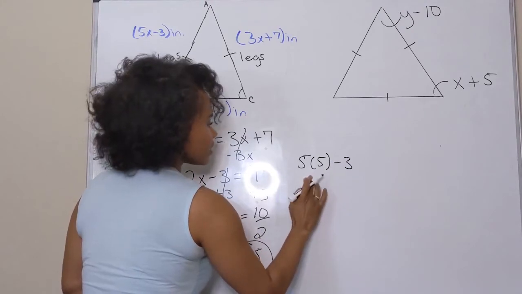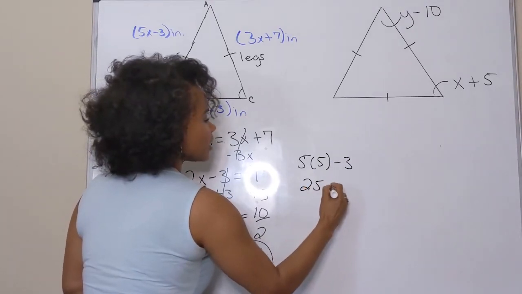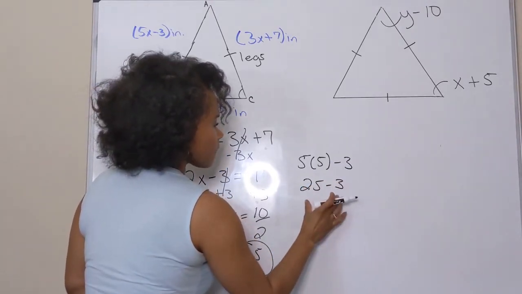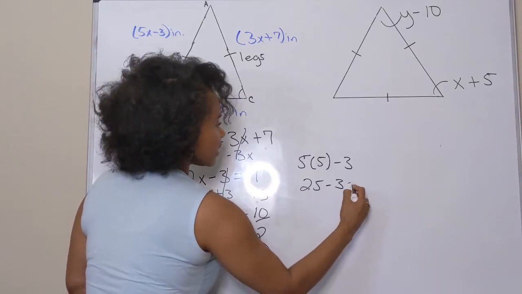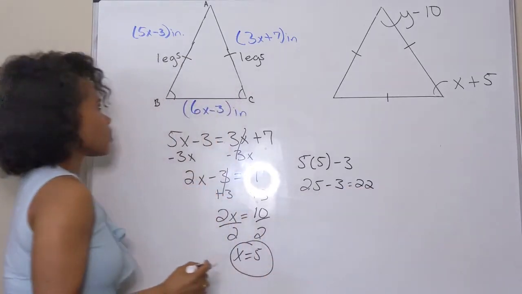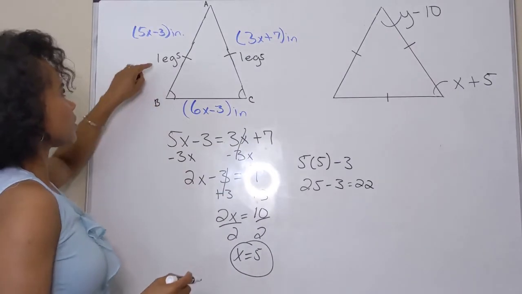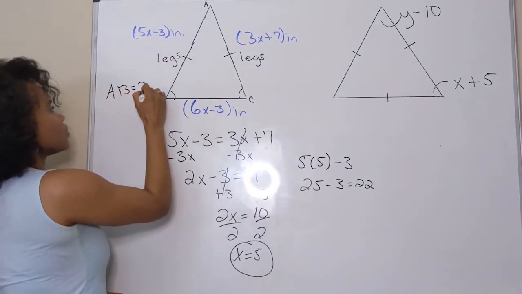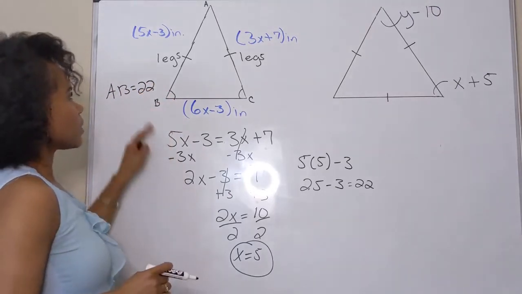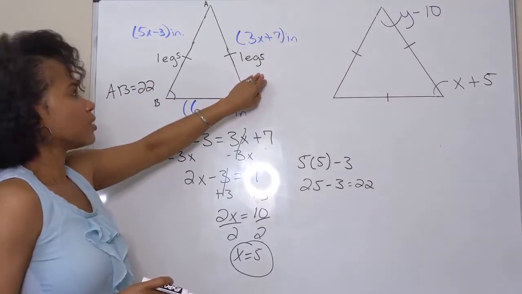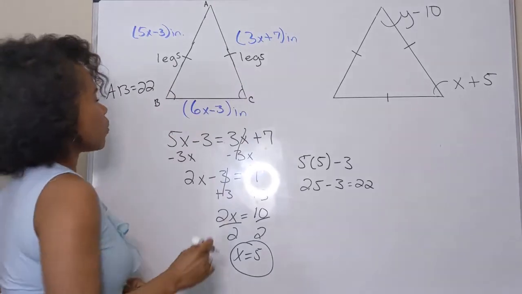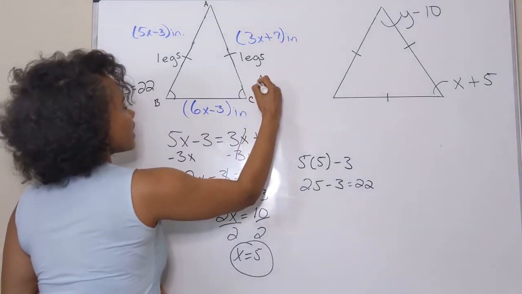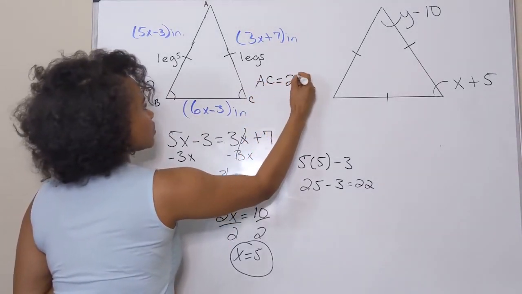5 times 5 is 25 minus 3. And so the length of that side is 22. So what can we conclude about the length of side AB? It equals 22. What can we conclude about the length of this side? Well, if they are congruent, we can also conclude that the length of side AC is also 22.